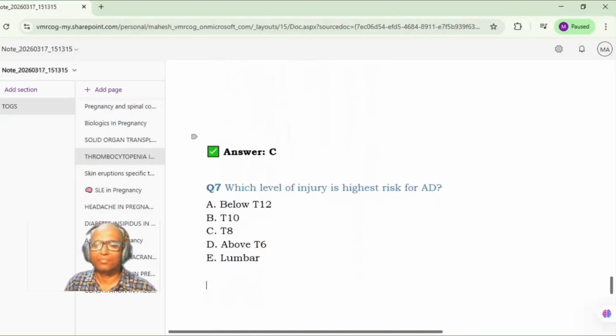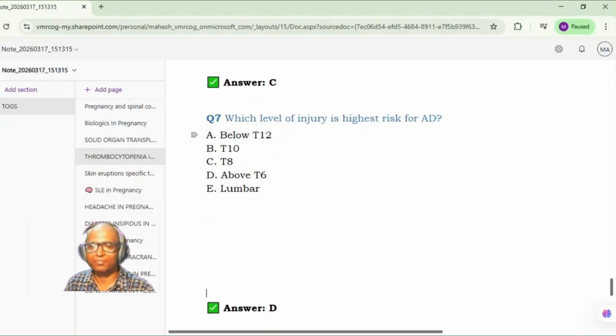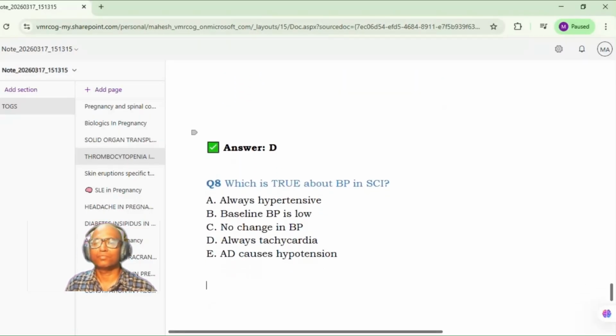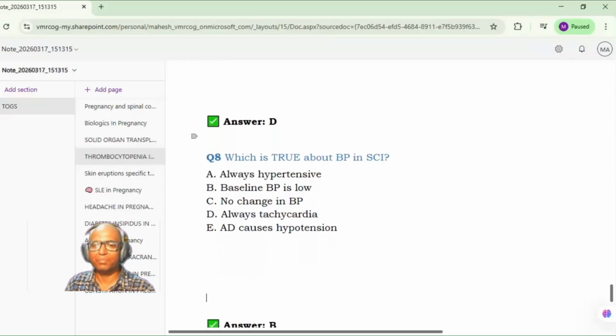Which level of injury is the highest risk for autonomic dysreflexia? Below T12, T10, T8, above T6, lumbar. It is above T6. Yes, D. Which is true about BP in spinal cord injury? Always hypertensive, baseline BP is low, no change in BP, always tachycardia, autonomic dysreflexia causes hypertension. It is B, baseline BP is low. Yes. Baseline BP is low.